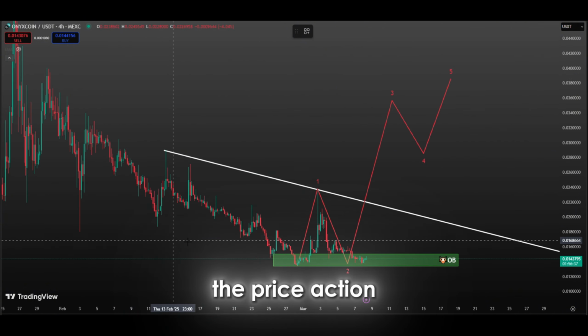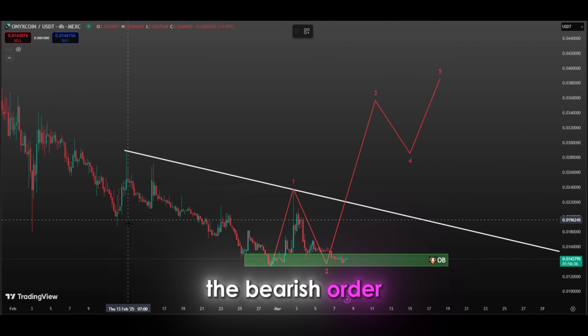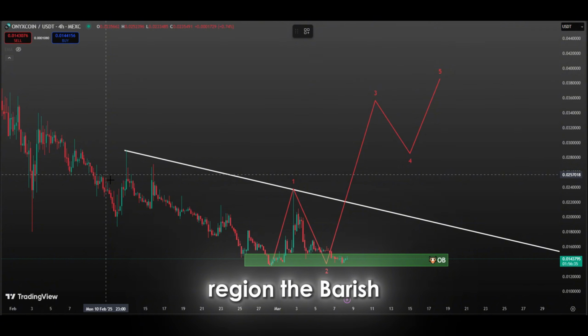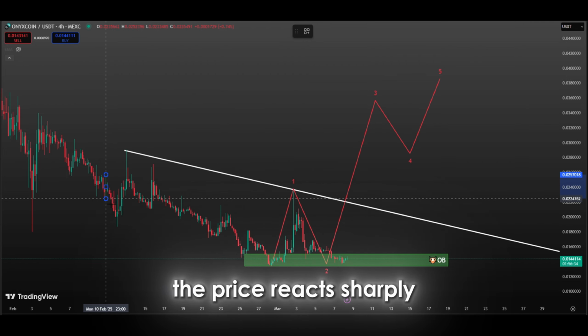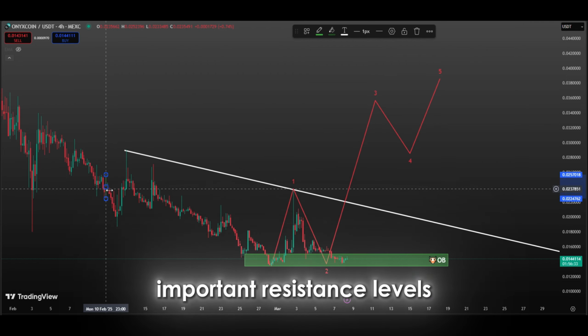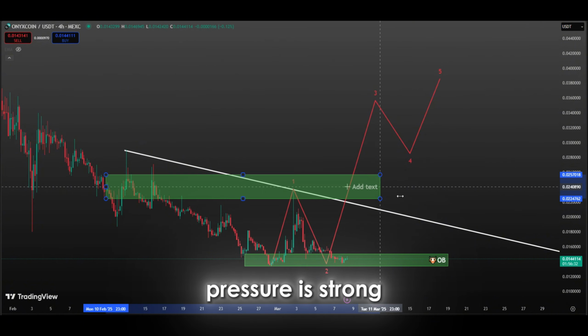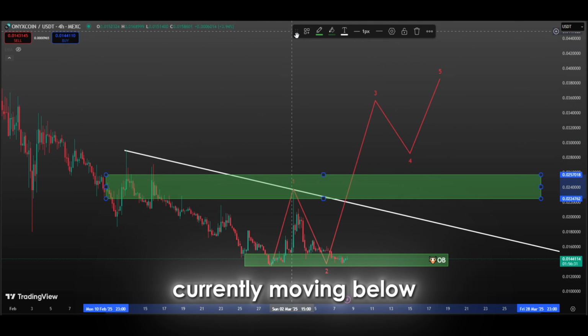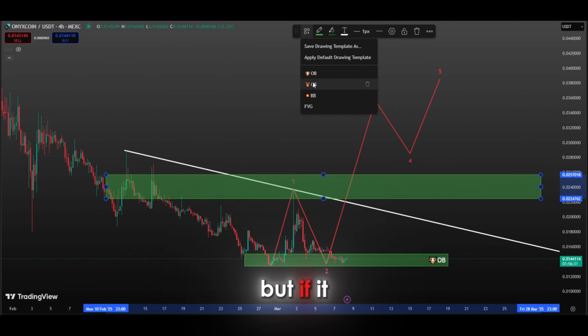When we analyze the price action, we can see that the bearish order block is an important structure that attracts attention in the upper region. The bearish order block is usually one of the areas where large sellers trade heavily in the market, and the price reacts sharply. Such zones form important resistance levels where the selling pressure is strong, and the price may face resistance when it moves higher.